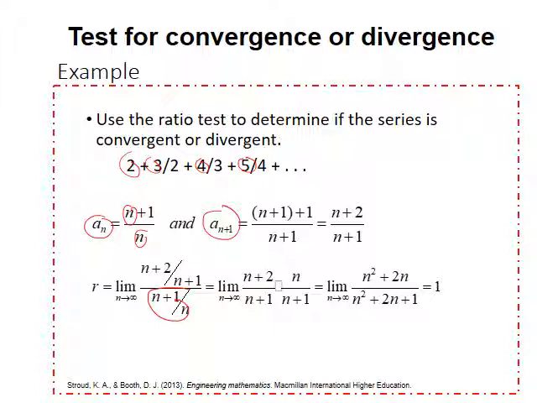So as you can see here, we rotated this, we take it over and rotate it, and then we simplify. Up to here, you can see the highest power is square, so we expect this will give 1, and 1 means inconclusive.